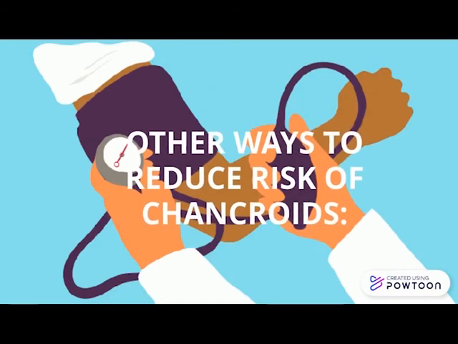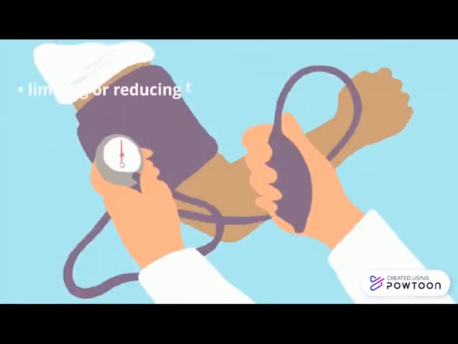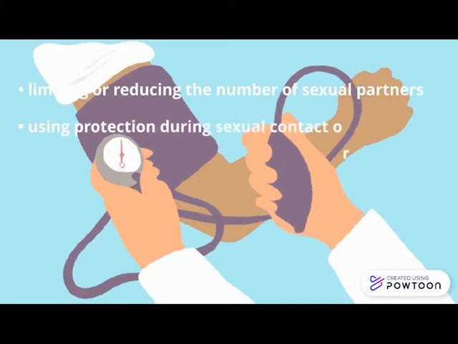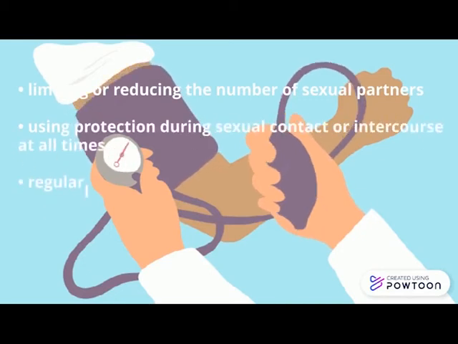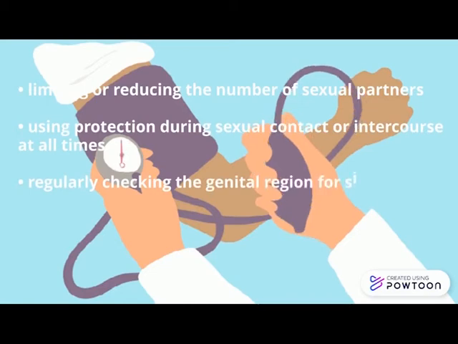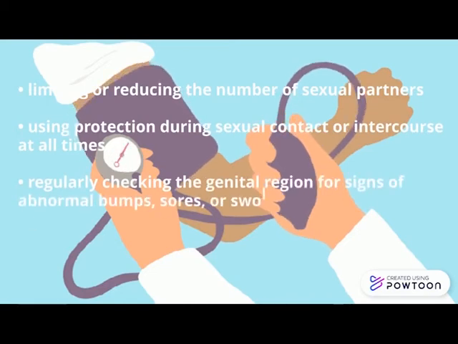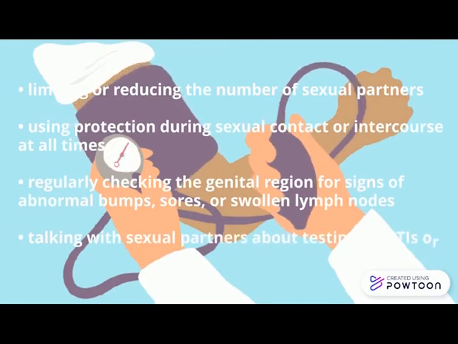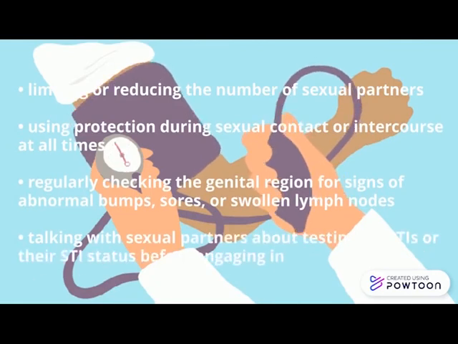So here are the ways to reduce risk of chancroid. First is limiting or reducing the number of sexual partners, using protection during sexual contact or intercourse at all times, regularly checking the genital region for signs of abnormal bumps, sores, or swollen lymph nodes, and talking with sexual partners about testing for STIs or their STI status before engaging in sexual contact.